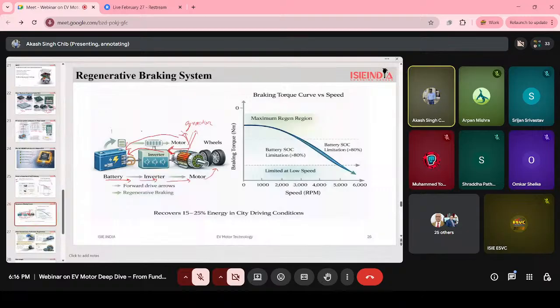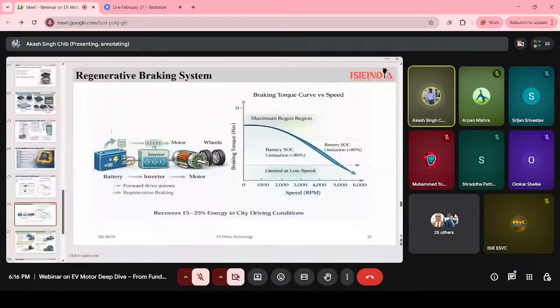I hope everyone understands how this regenerative braking system works. Does anyone have any doubt in this regenerative braking system?